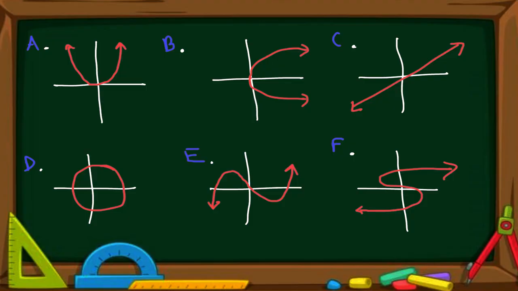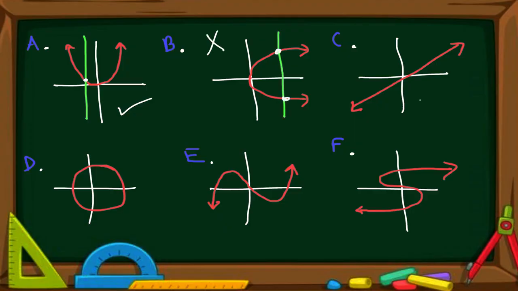So how can we tell if a graph is a function or not? There is something called a vertical line test. If you draw a vertical line and it touches the graph at one point, it's a function. If it touches it at 2 or more points, then it is not a function. So A is a function. The graph associated with B is not a function, because it touches the vertical line at 2 points. So let's put X for not function.